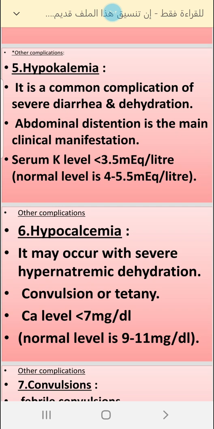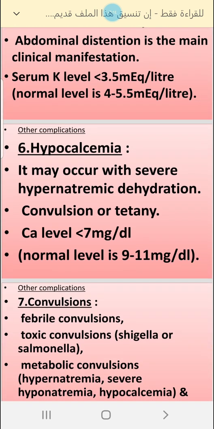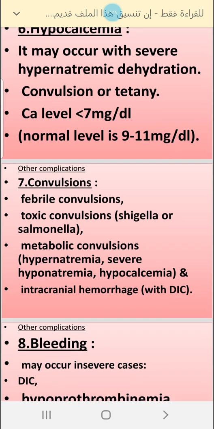The other complication is hypocalcemia. It may occur with severe hypernatremic dehydration with a possibility of convulsion or tetany. Calcium level is less than 7 milligram per deciliter. Normal level is from 9 to 11 milligram per deciliter. The other complication is convulsion.